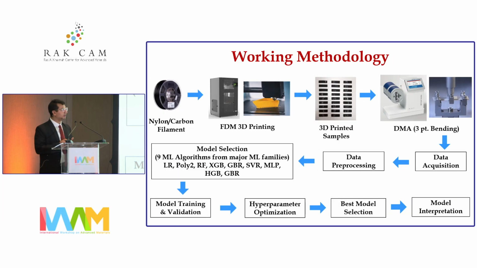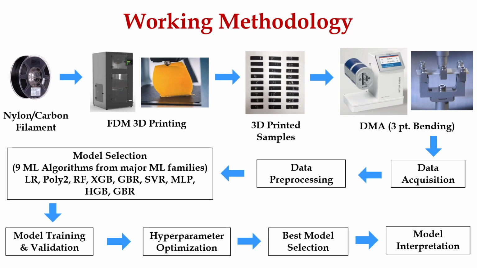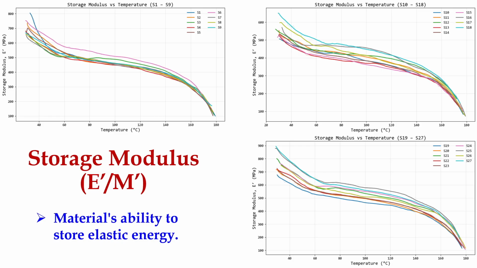So this was my working methodology. I took nylon carbon FDM filament, then I printed with an FDM 3D printer. Then I performed dynamic mechanical analysis in 3-point bending mode. Then I took that data and applied machine learning models to optimize my printing parameters. So this was the sequence: I trained my models and validated them, did hyperparameter tuning, then selected my best model, and with that particular model, I optimized my parameters.